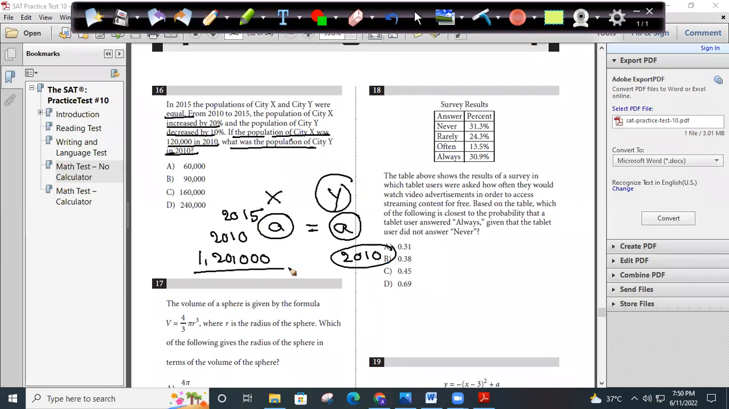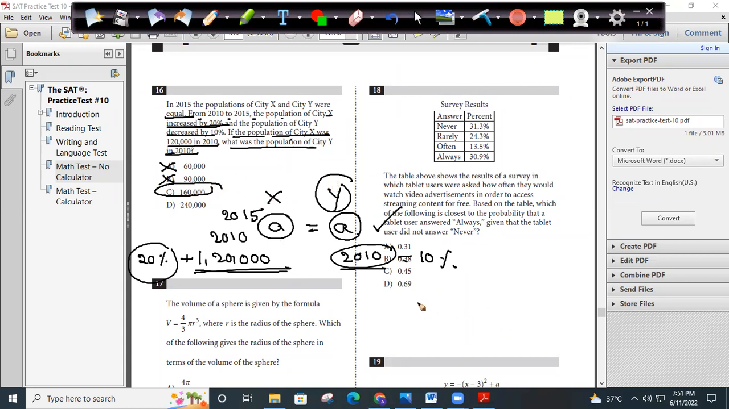So 1,20,000 is increasing by 20% every year. Correct? Simple. From 2010 to 2015, the population of city X increased by 20%, so every year it is increasing by 20%, while city Y is decreasing by 10%, so that the population ends up the same. So definitely the population of Y in 2010 should be greater than 1,20,000. So immediately eliminate option A and option B. I'm telling you a simple way to solve this question. Okay, now take option C.